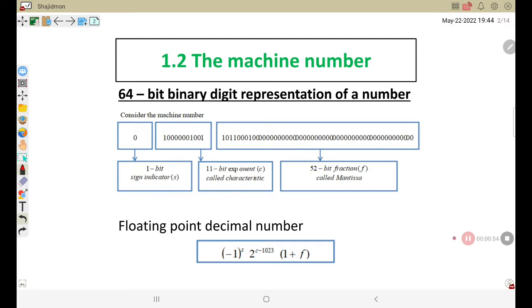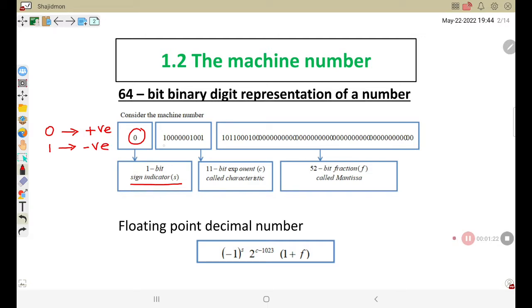In 64-bit, the first bit we are calling the sign indicator. We are representing it by the letter S. One bit. When we are saying the sign indicator, if the first bit is 0, it means the decimal number should be positive. If the first bit is 1, then the decimal number should be a negative number.